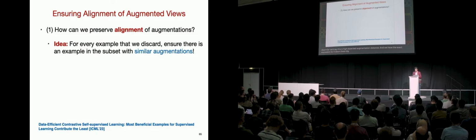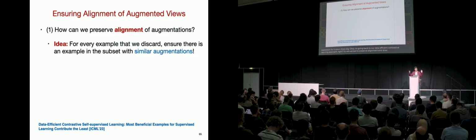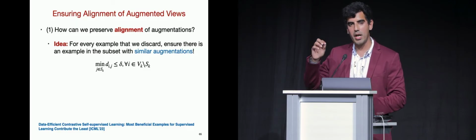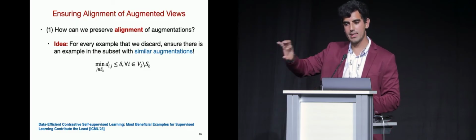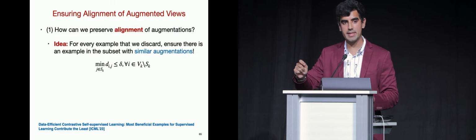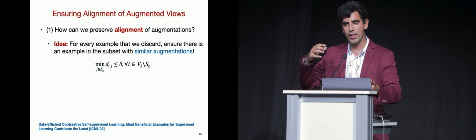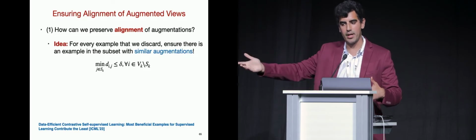Okay, so going back to our data efficient contrastive learning approach, we wanted to preserve alignment and divergence. And now we've introduced this notion of expected augmentation distance. So let's start with alignment. How can we preserve the alignment of augmentations? The key idea is, for every example that we discard, if we can ensure that there is an example in our selected subset with similar augmentations, then we can guarantee the alignment of the discarded example as well.